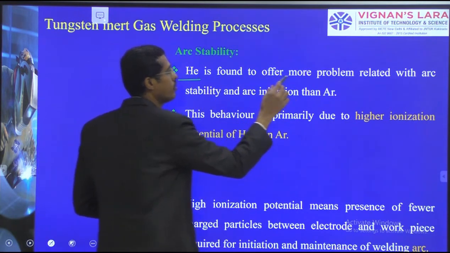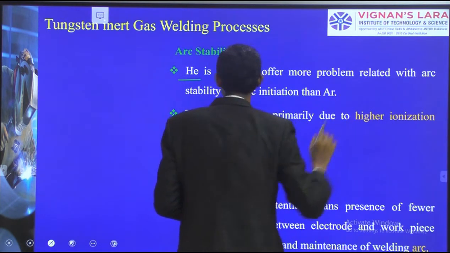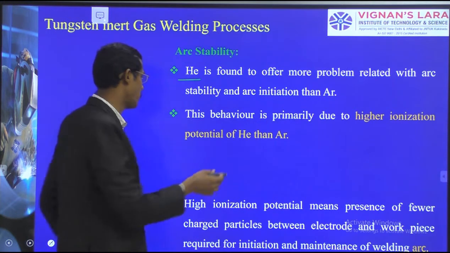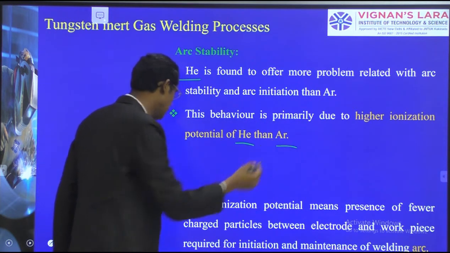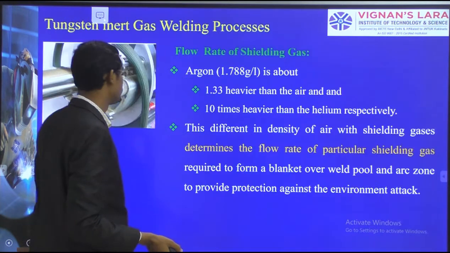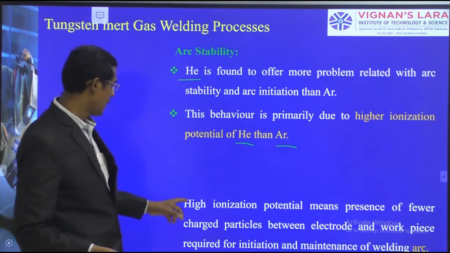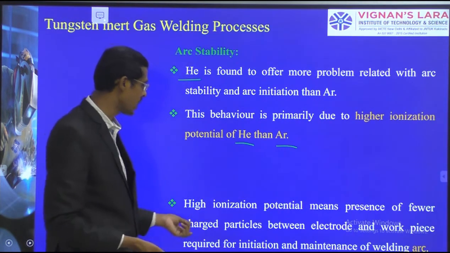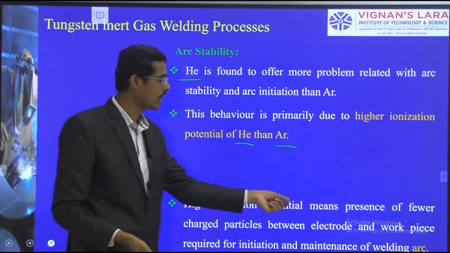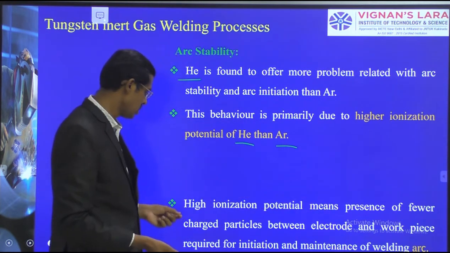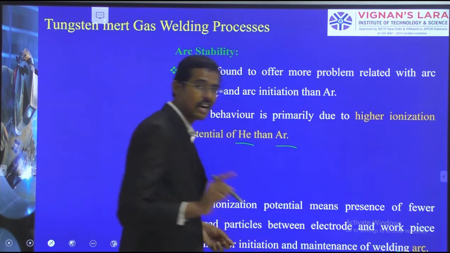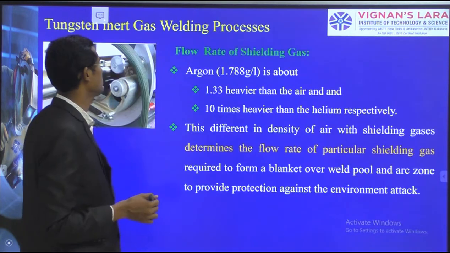Arc stability, now what we have talked there. Helium is found to offer more problems related to the arc stability. This behavior is primarily due to the high ionization potential of helium compared to that of argon. High ionization potential means the presence of fewer charged particles between the electrode and the workpiece, which are required for initiation and maintenance of the welding arc. This we know.